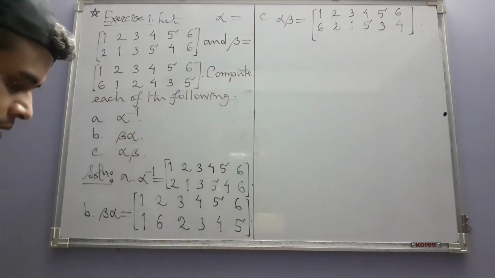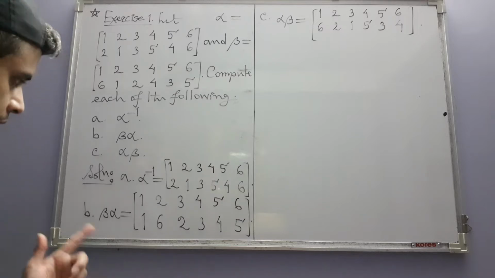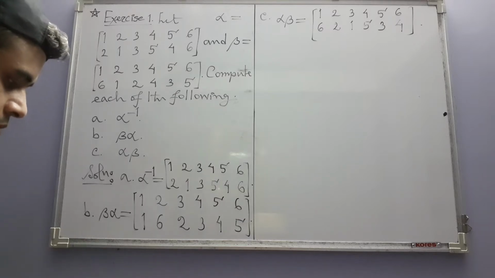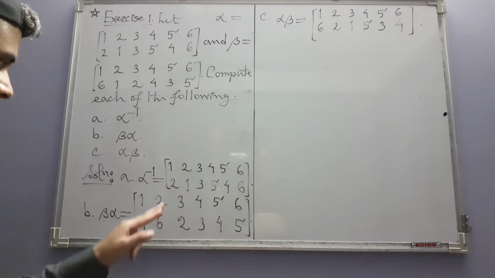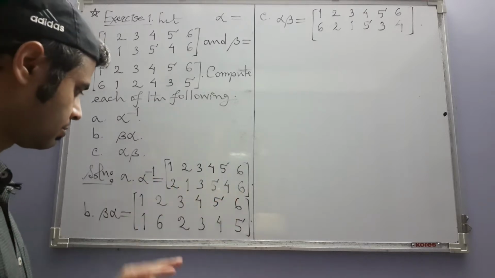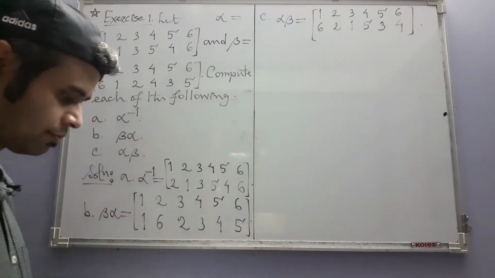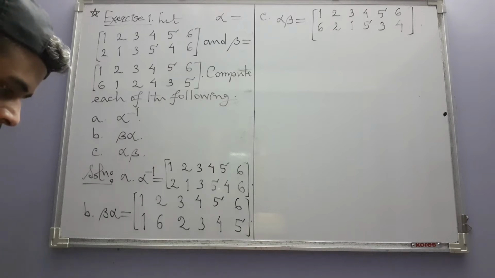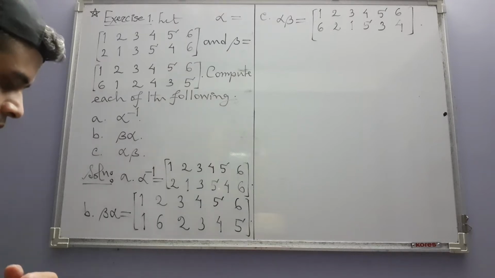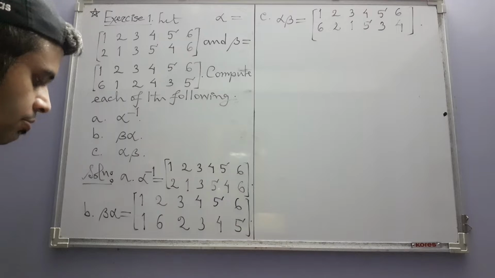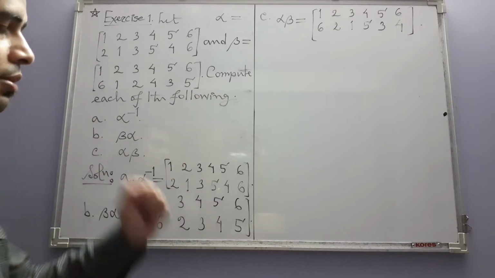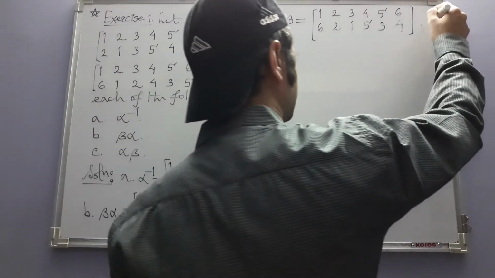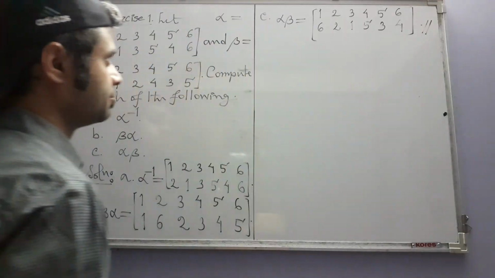Okay, let me now see if these things have been calculated correctly. 2, 1, 3, 5, 4, 6. Okay, 1, 6, 2, 3, 4, 5. Then 6 to 1, 5, 3, 4. Yes. So this is our first solution.